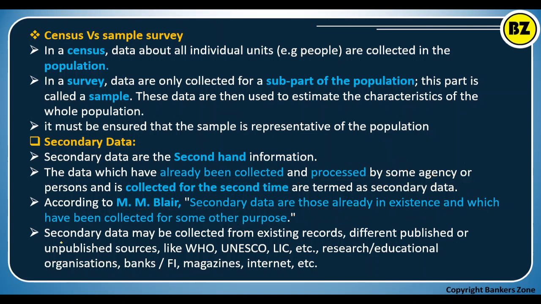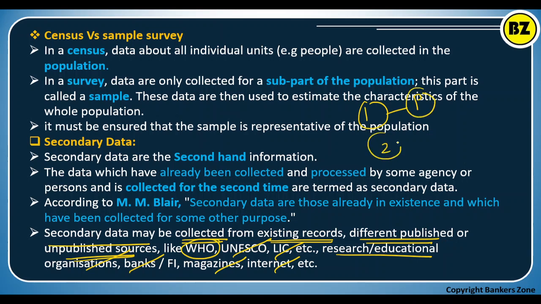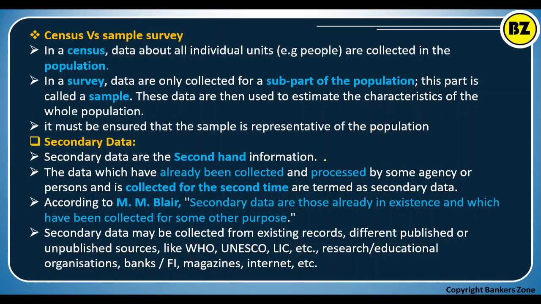Secondary data may be collected from existing records or different published or even unpublished sources. For example, data or reports from the WHO, UNESCO, LIC, etc., or research or educational organizations, banks or financial institutions, magazines, internet, etc. The data you are getting from them in the form of a report will be second-hand data. So what is primary data? Primary means you have collected the data for the first time. Secondary data means second-hand information, either published or not published, which you are using a second time for another purpose.